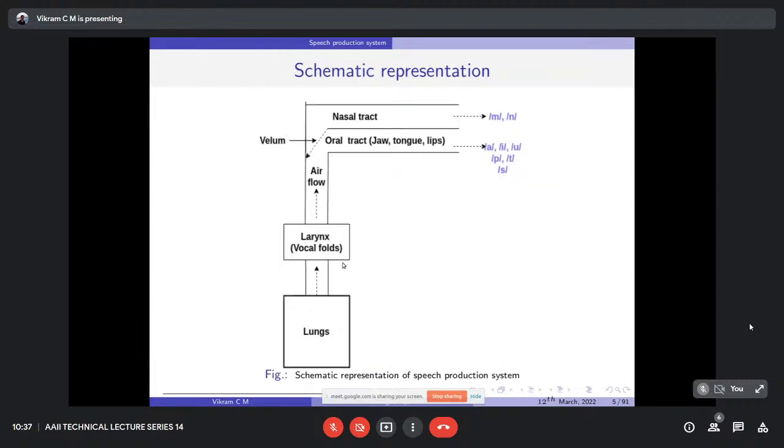This is a schematic view. Suppose we have two different tracks here. One is the oral tract and the other is the nasal tract. The sounds emitted from the nose are called nasals, like ma and na. There are only a few nasal sounds, but a lot of them are oral sounds, like pa, ta, sa. These sounds are the oral sounds.